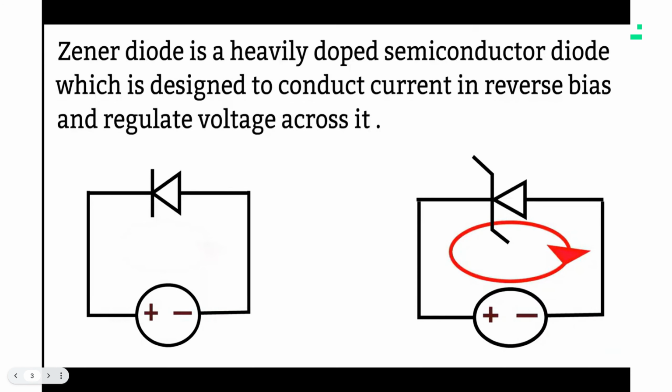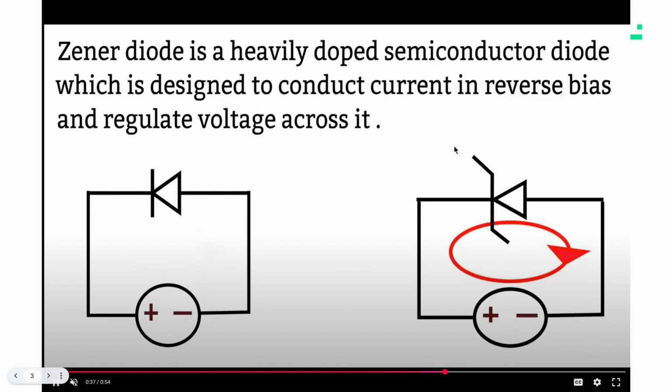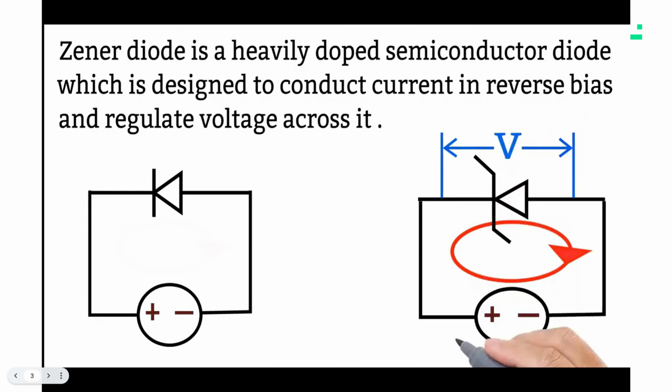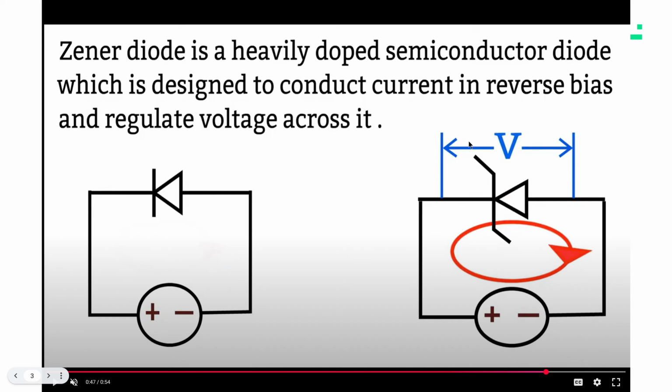Also, one thing: it is not that the Zener diode starts to conduct current right away in reverse bias. It is actually at an exact value of voltage, the upper limit of voltage. Only if we apply that voltage does the Zener diode start current conduction, like this.